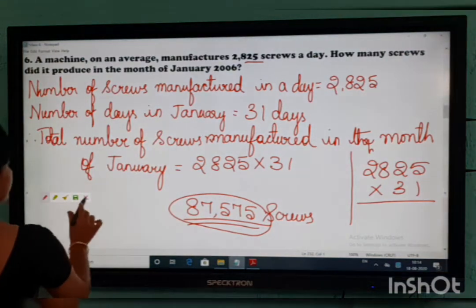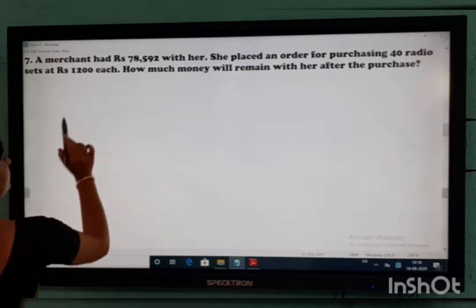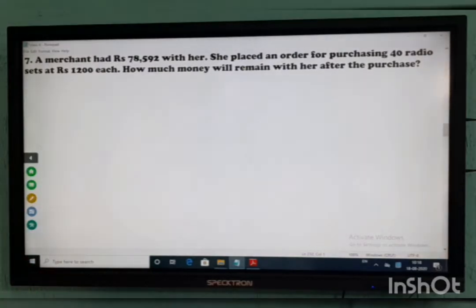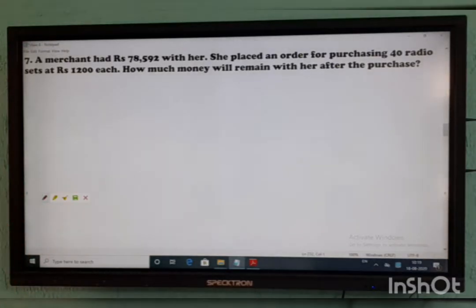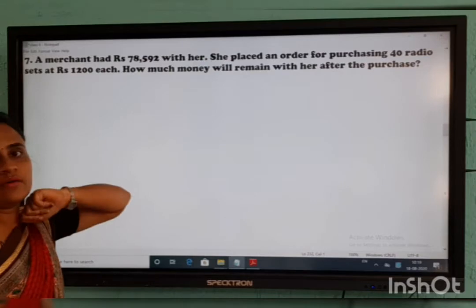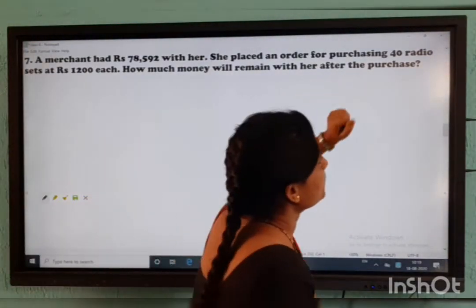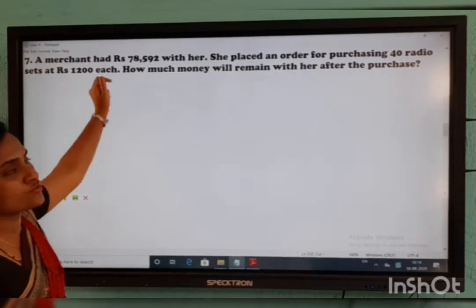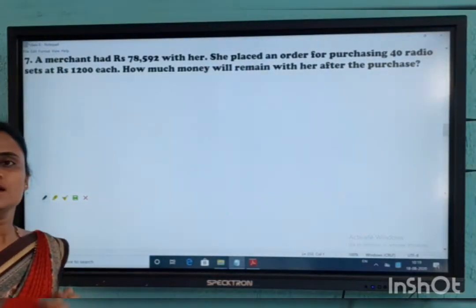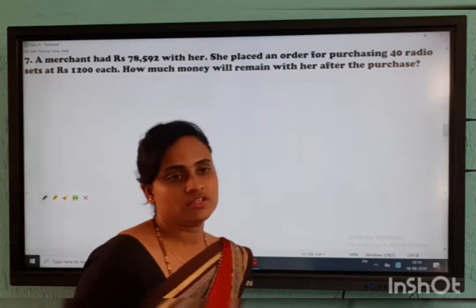Yes. The next problem is: a merchant has rupees 78,592 with her. She placed an order for purchasing 40 radio sets at rupees 1,200 each. How much money will remain with her after the purchase?